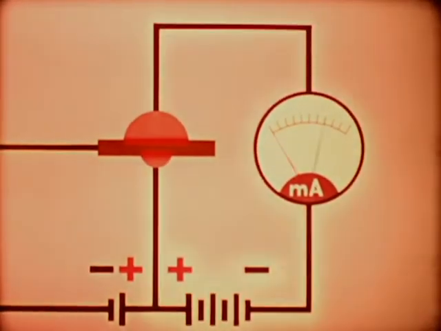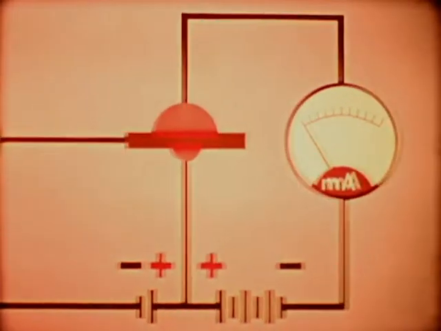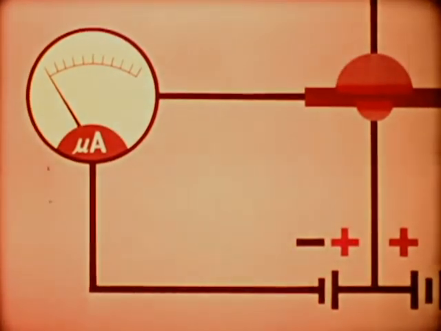The forward voltage applied to the emitter base junction, together with the reverse voltage applied to the collector base junction, cause a large current to flow in the collector circuit and a very small current to flow in the base circuit.